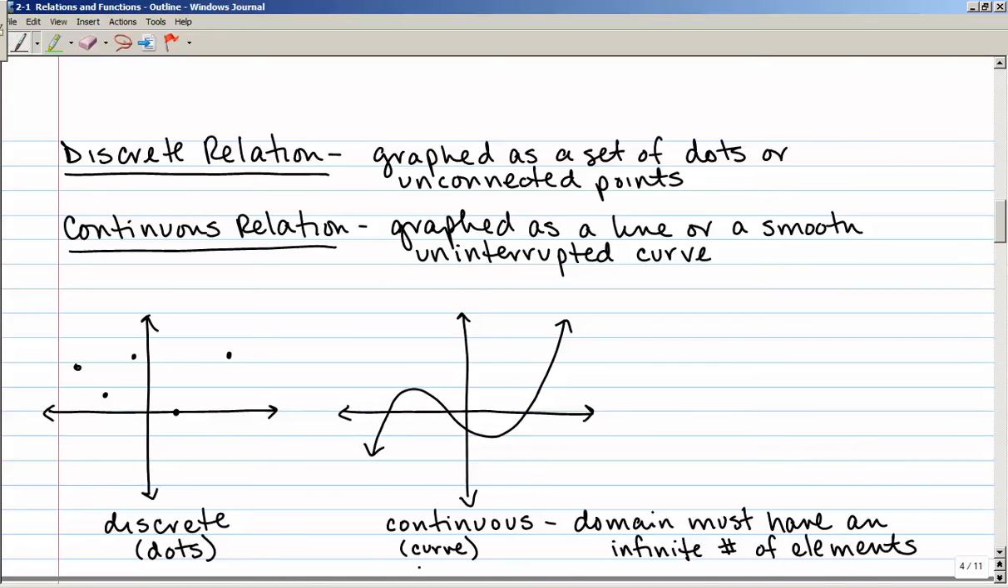But also remember that a line, a straight line, can also be considered a continuous relation. And here's an important point. The domain must have an infinite number of elements. In other words, you must be able to have x be any real number, or all real numbers.